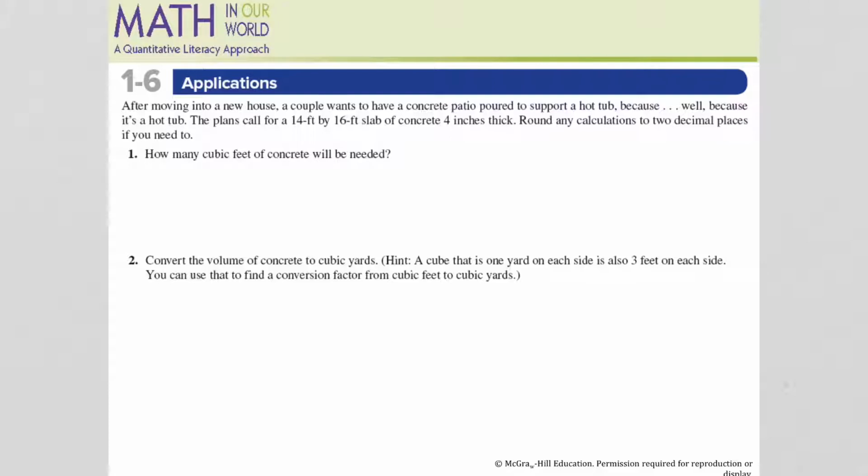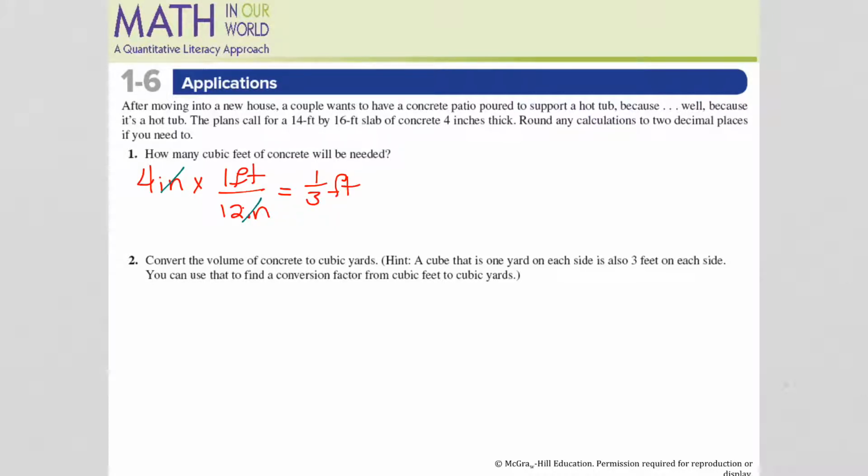Okay. We need it in feet, right? And we know that it's 4 inches thick. We've already got these in feet, but we need the inches in feet. So we're going to start by changing 4 inches to feet. We know that there's 1 foot in 12 inches. Notice as before, I can cancel out my inches. And so 4 divided by 12, 4 inches is 1/3 of a foot.